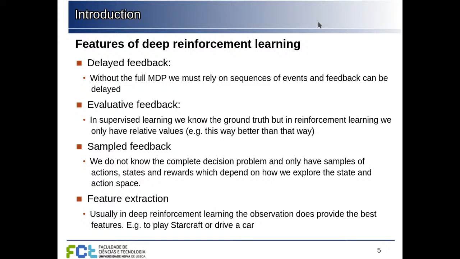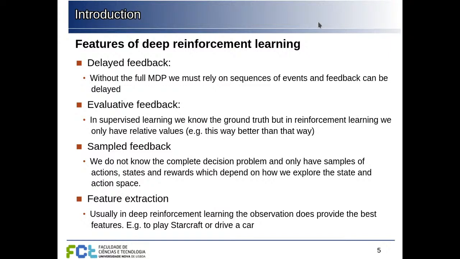In reinforcement learning, what we have is relative feedback. So an evaluation that if we choose this action, we get a greater reward than if we choose that other one. But we don't have necessarily an example that tells us this is the best possible outcome. We don't have directly that feedback of what the best possible thing is or what the right answer should be. We also don't have the complete decision problem. So we have only samples of actions and corresponding rewards that depend on how we explore the state and action space, the possibilities of actions and states.